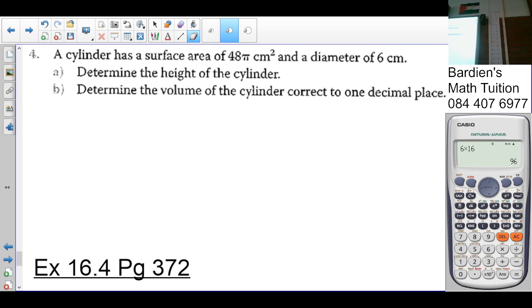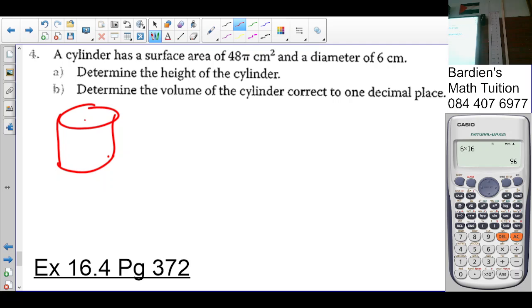Number 4, we are told that the cylinder has a surface area of 48 pi centimeters squared and a diameter of 6. So the cylinder has a diameter of 6. So what's the radius? 3. And the surface area of 48 pi.